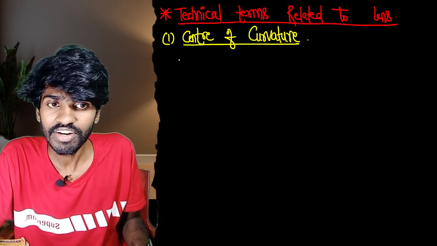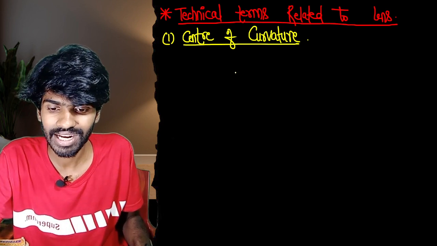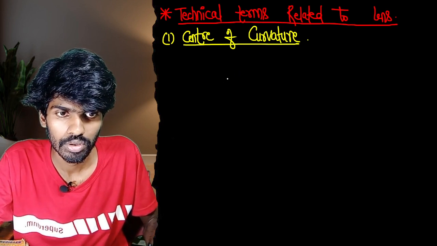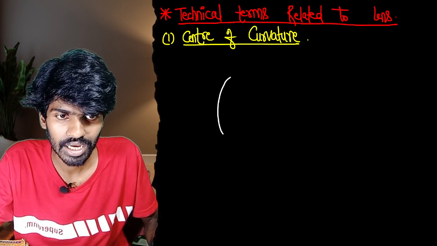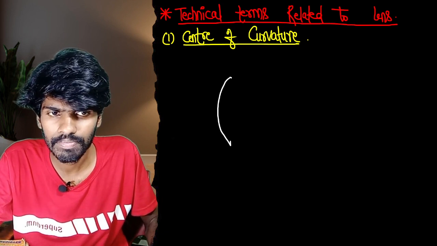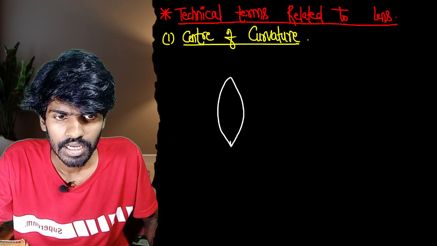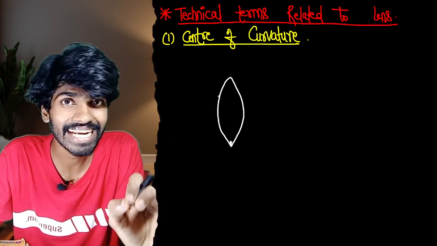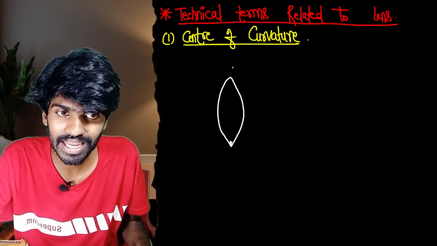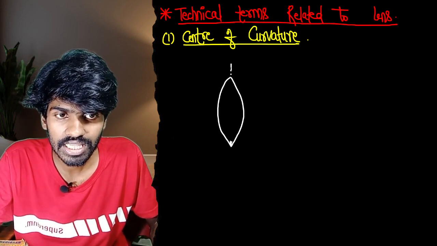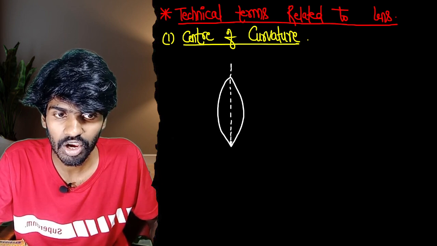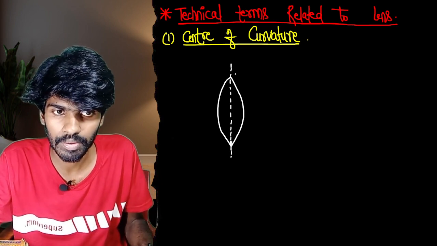Now if we talk about center of curvature, let us first draw a lens. Let us first draw a convex lens. A lens should have at least one spherical surface. So this will be called a convex lens. You are well aware about that.